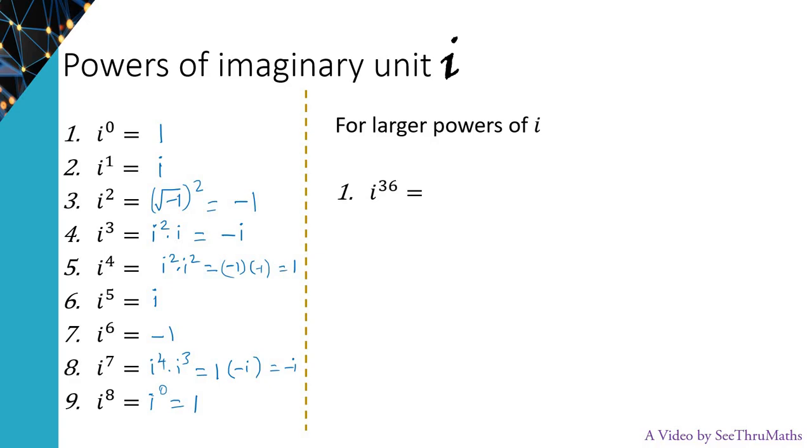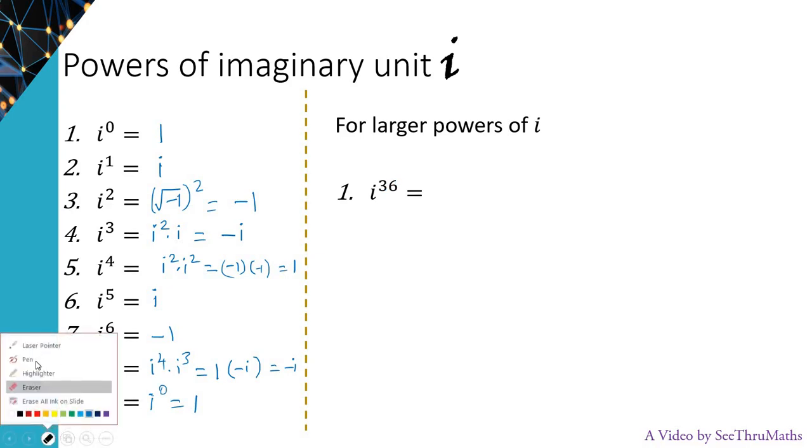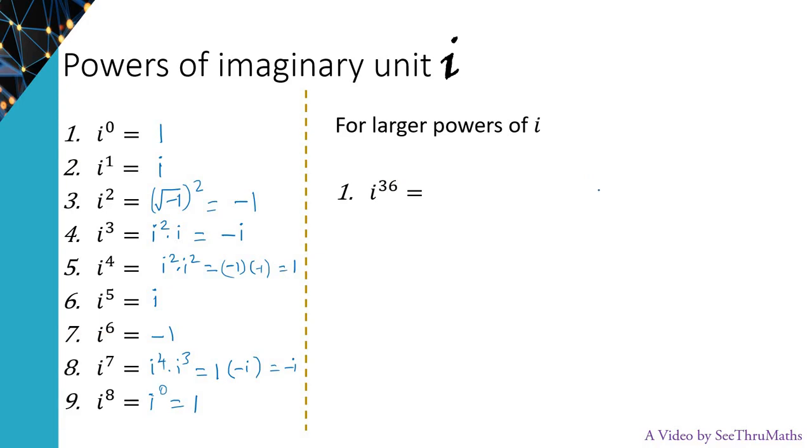The first one is i power 36. So here we look at the number 36. If we divide 36 by 4, in my earlier lecture I explained how to check whether a number is divisible by 4 or not. If we divide any integer by 4, the remainder may be 0, 1, 2 or 3. So here 36 is divisible by 4. So it is nothing but i power 0, equal to 1.